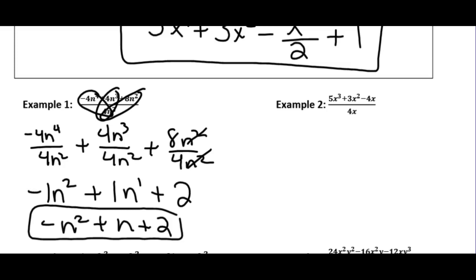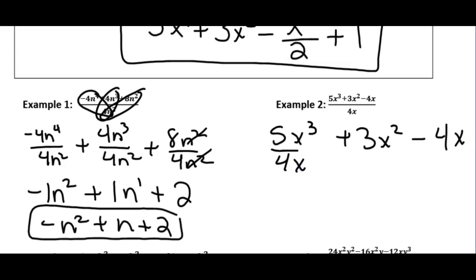All right, example 2. Same thing, break it down. I'm going to have 3 separate problems. How do I know I'm going to have 3 separate problems? Because I have 3 terms on the top. And I like to make sure and go and put the 1's on my variables that don't have exponents. So 5/4 doesn't reduce, so it stays as 5/4.